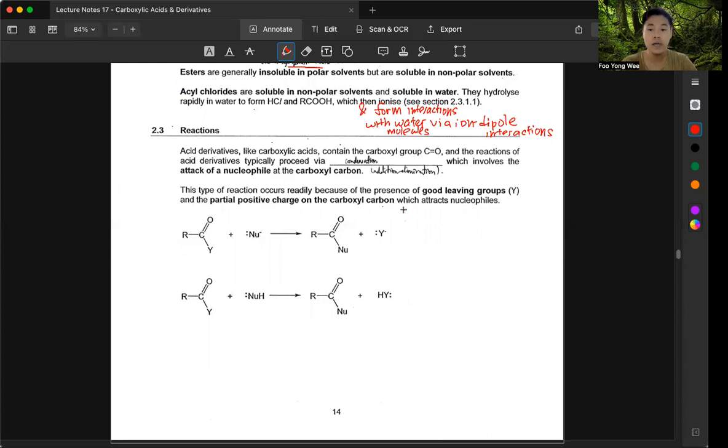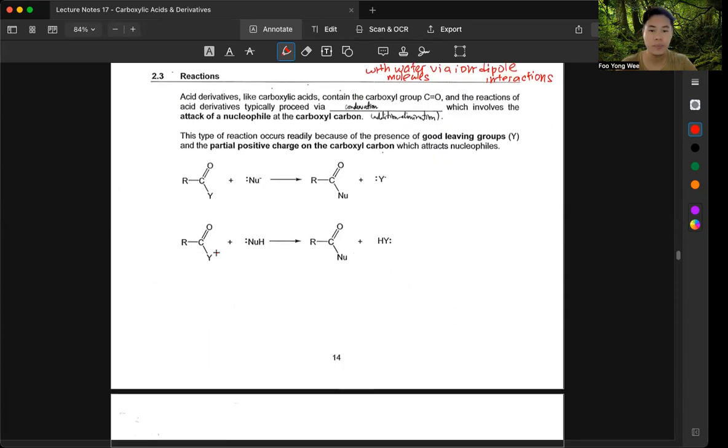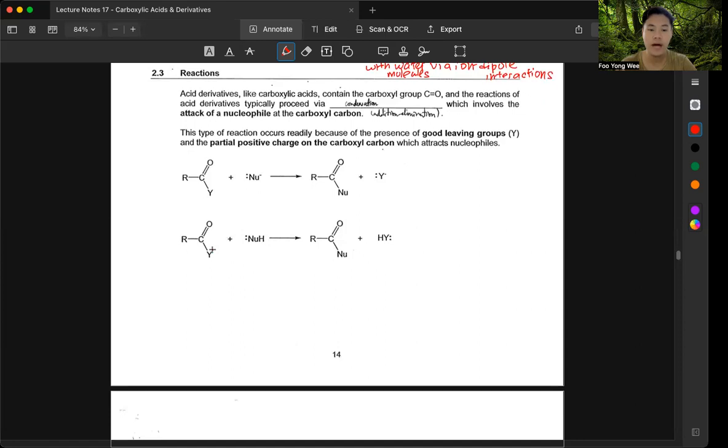And also the halogen, right? The Y is a good leaving group, meaning because it's electronegative, it can pull away very easily from the molecule. So nucleophiles are highly attracted to the carbon, which is highly positively charged.